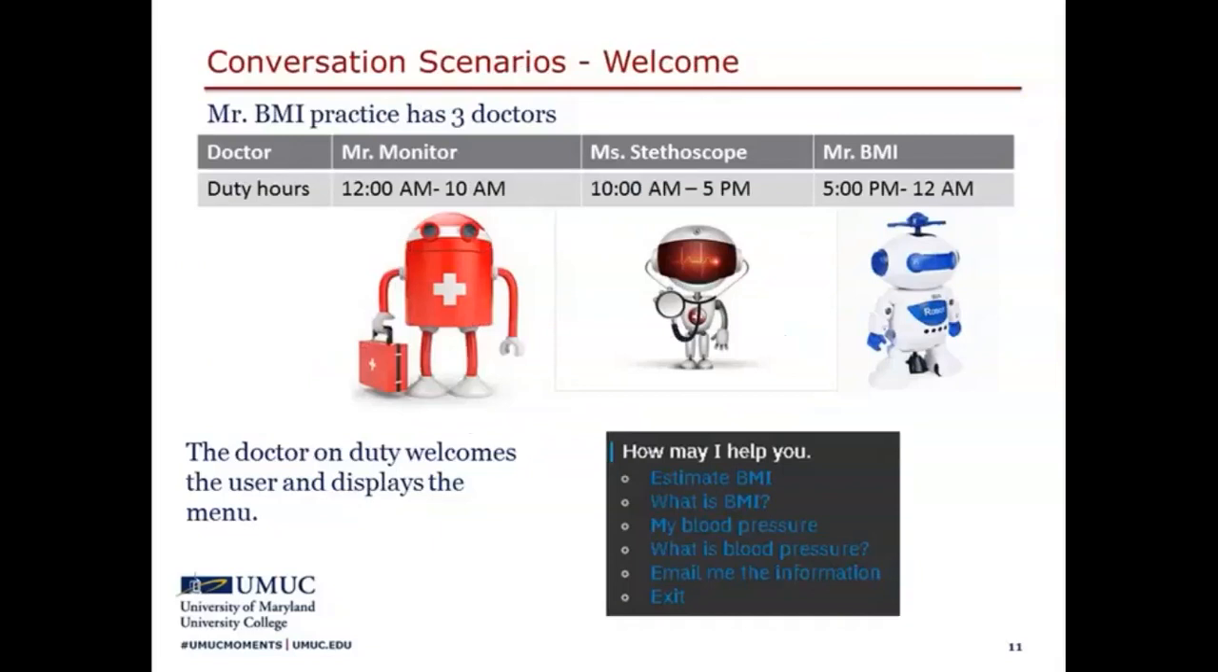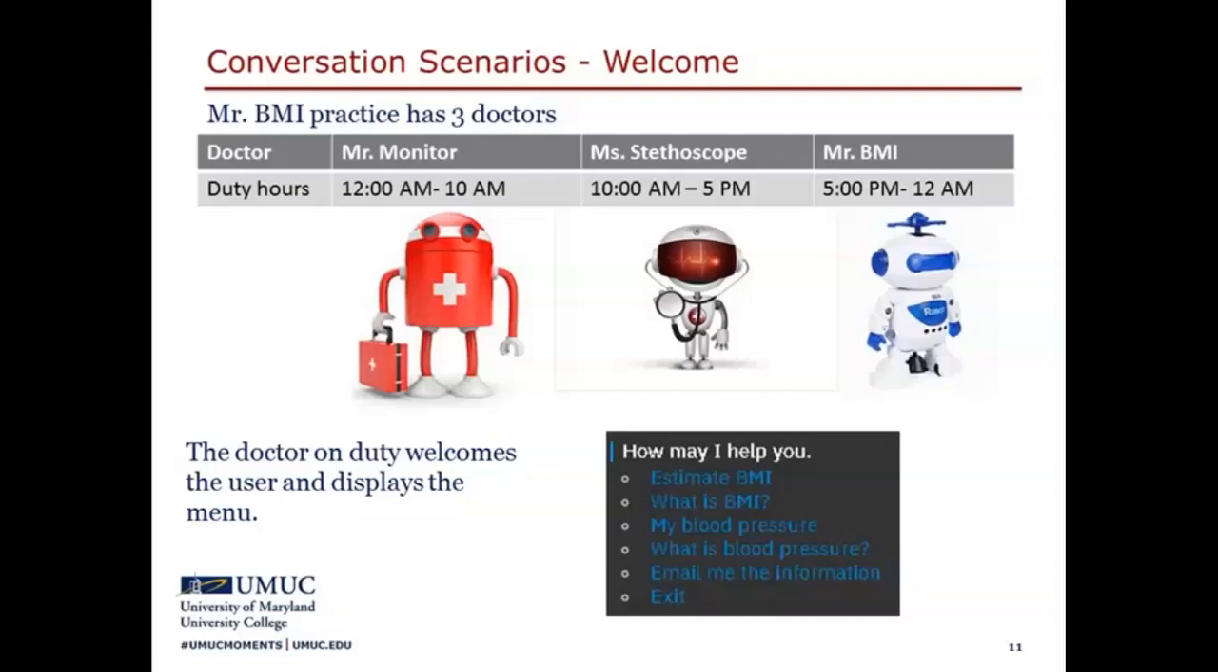So here are some scenarios in detail. So this is a doctor practice. I'm going to have 3 doctors who work different shifts. I have a Mr. Monitor, Mr. Stethoscope, and Mr. BMI. So those are the hours that they work, right? So whenever I start my chatbot, I want my greeting message to be different, depending on which doctor is currently on shift. So somehow I have to check the date, right? Somehow I have to check the current time.